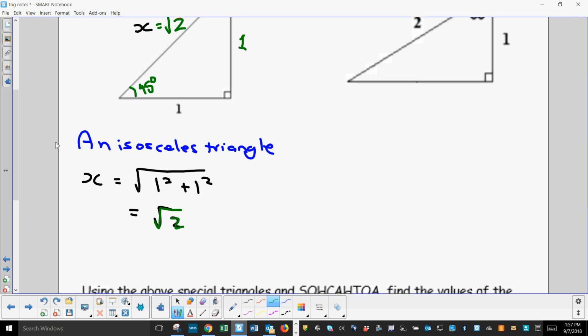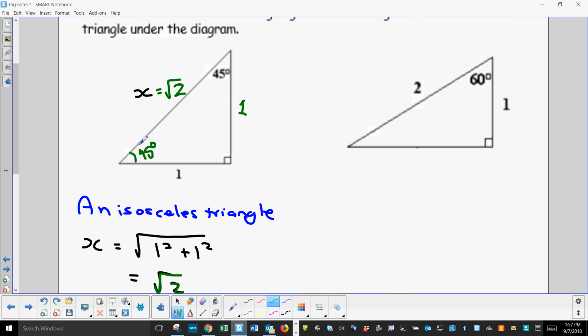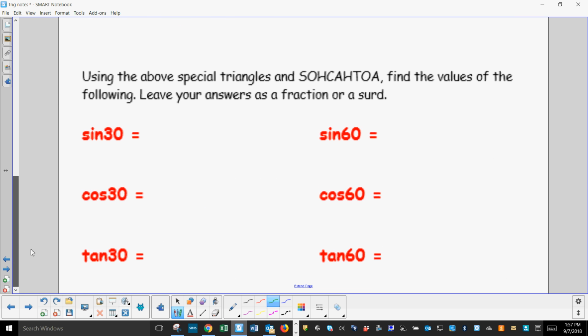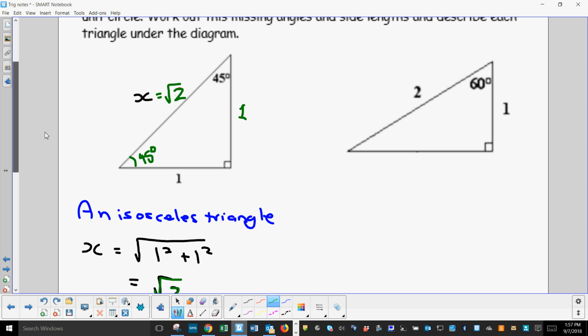So it's an isosceles triangle. If you've got a 45 degree triangle, then the sides we generally say, if that's 1, then it's 1 and root 2. That's a special triangle, 1, 1 and root 2. And we're going to use that to fill in some things later on. Oh, and I didn't put in 45, that's okay.